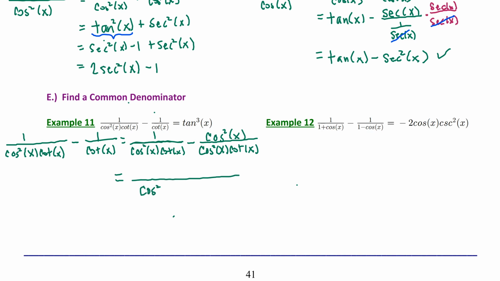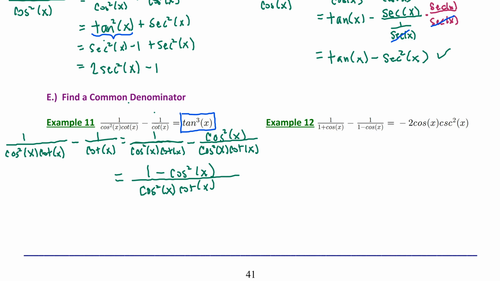Now that each fraction has the common denominator, we can go ahead and combine it over a single denominator. Again, this is just the opposite of what we did in examples 9 and 10. The numerators combine to give us 1 minus cosine squared of x. Now, we're getting somewhere, but we're not there yet. Notice our goal on the right side is to show that we can eventually simplify this to tangent cubed of x.